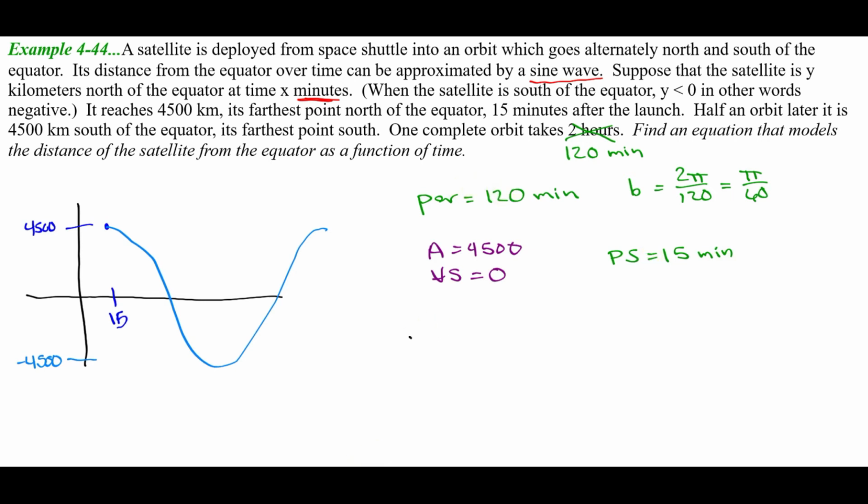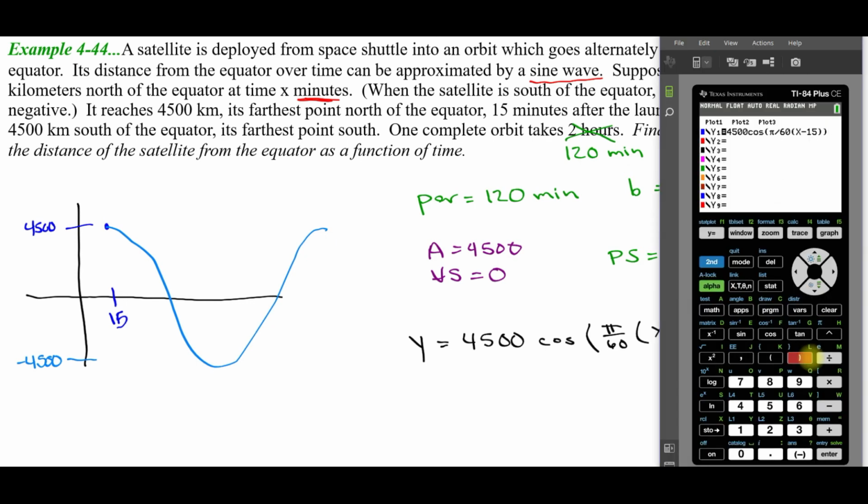So now I can write this equation. So y equals my amplitude, which is 4,500, cosine pi over 60, x minus 15. I have no vertical shift, so again, if you need to, write the +0 or you can just leave it off. So again, using my calculator to check, I'm going to put my equation in.